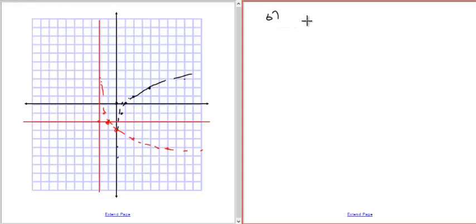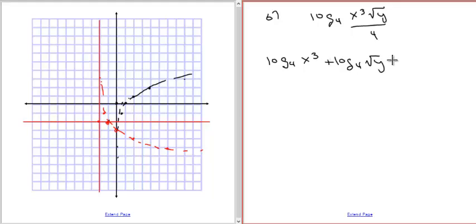Okay, number 6. So we started with log base 4 of x cubed square root of y divided by 4. We can split this out using the properties of logarithms. So you have log base 4 of x cubed plus log base 4 of the square root of y minus log base 4 of 4. And then you can bring the exponents out. So instead of log base 4 of x cubed, it's 3 times log base 4 of x.